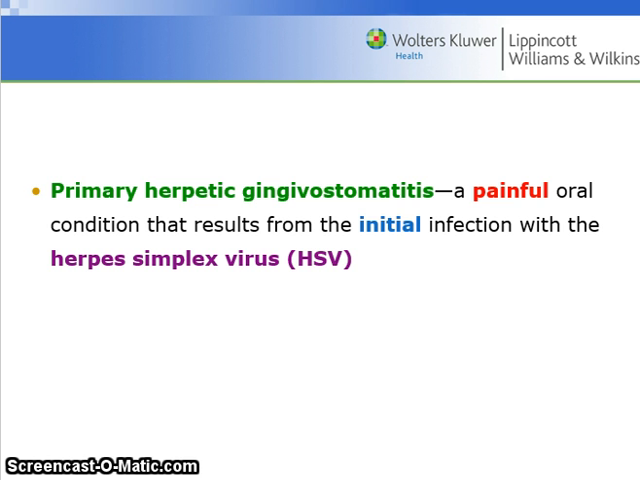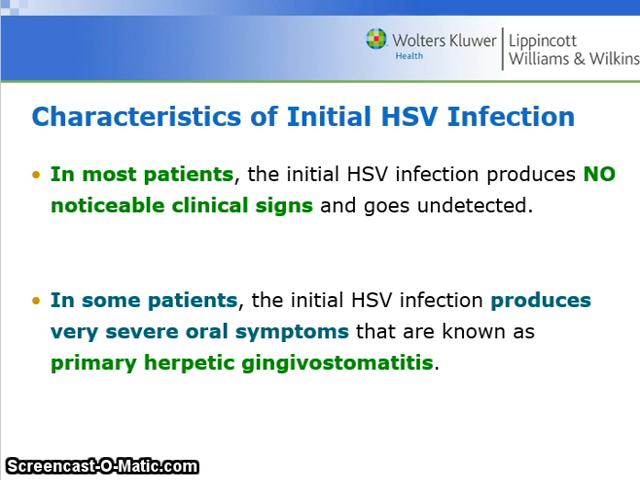Primary herpetic gingivostomatitis is a painful oral condition that results from the initial infection with the herpes simplex virus. In most patients, the initial HSV infection produces no noticeable clinical signs and goes undetected. In some patients, however, the initial infection produces very severe oral symptoms that are known as primary herpetic gingivostomatitis.